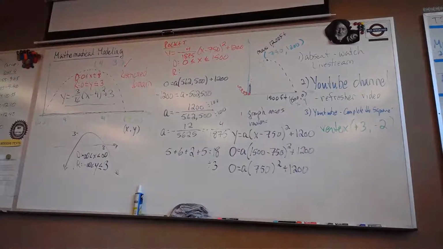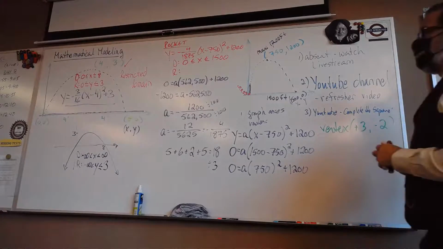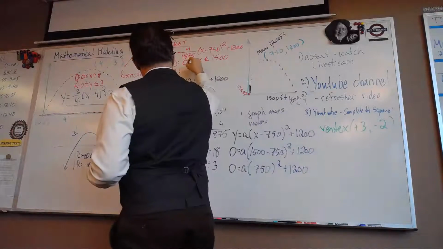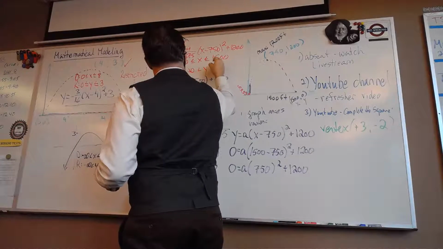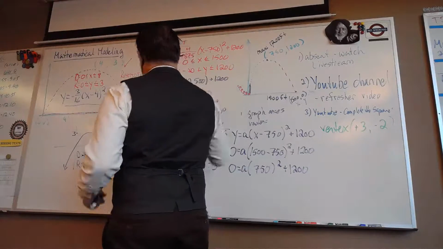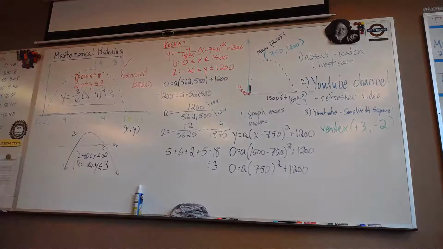Range. Brett? Negative infinity less than y, less than or equal to 1200. So this rocket came bursting out of the ground after having flown forever, and it made a little arc, and then it smashed its way back into the ground and flew forever. When I put it that way, it sounds silly, doesn't it?